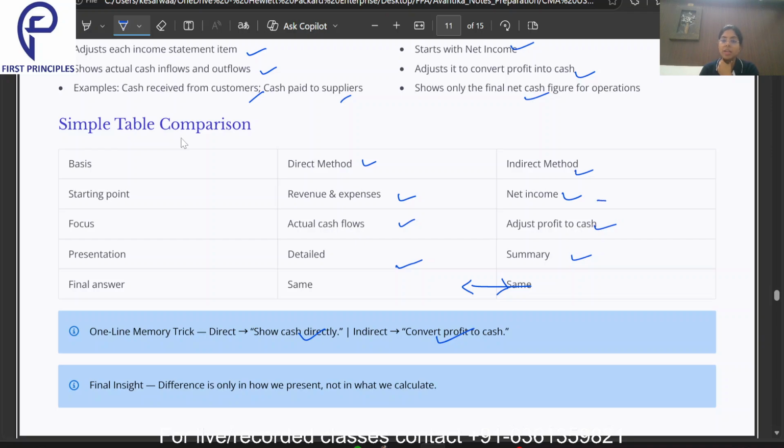As you can see, we are converting the net income to the cash. So what is the difference? Difference is only how we present, not in what we calculate.